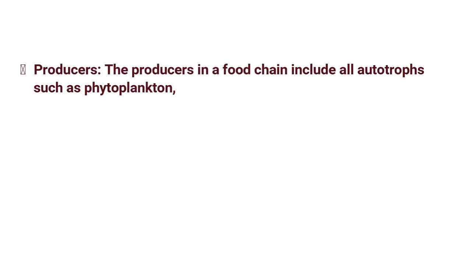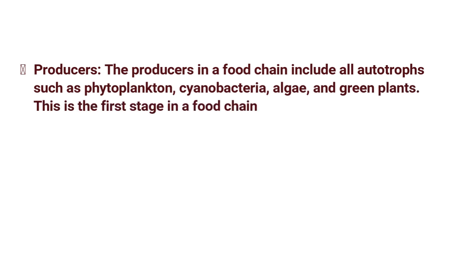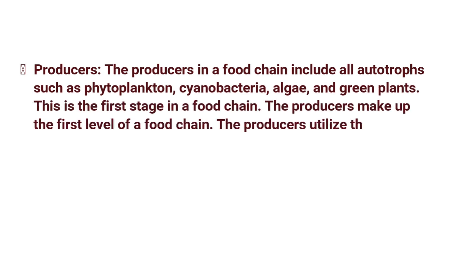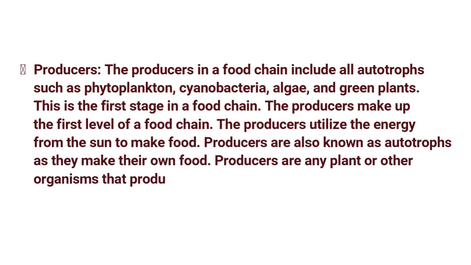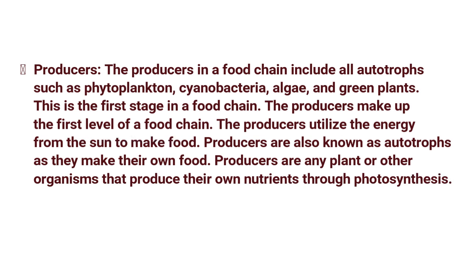Producers. The producers in the food chain include all autotrophs, such as phytoplankton, cyanobacteria, algae, and green plants. This is the first stage in the food chain. The producers make up the first level of the food chain. The producer utilizes the energy from the sun to make food. Producers are also known as autotrophs. As they make their own food, producers are any plants or other organisms that produce their own nutrients through photosynthesis.